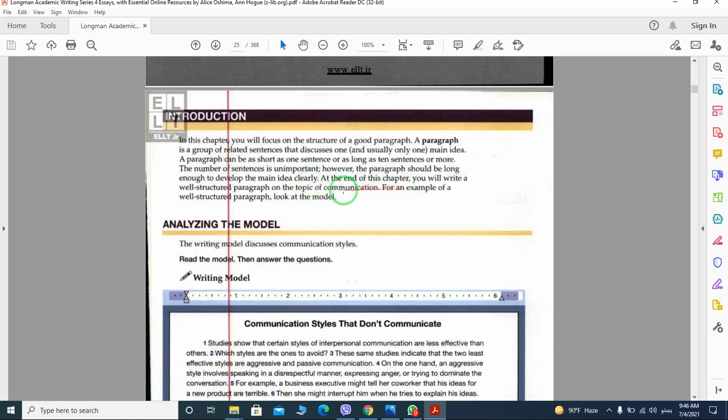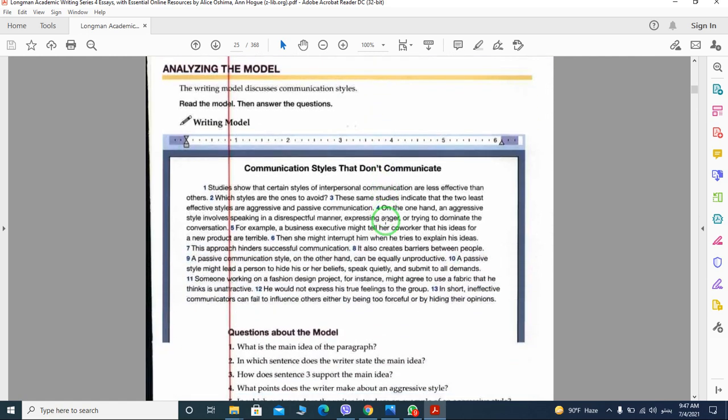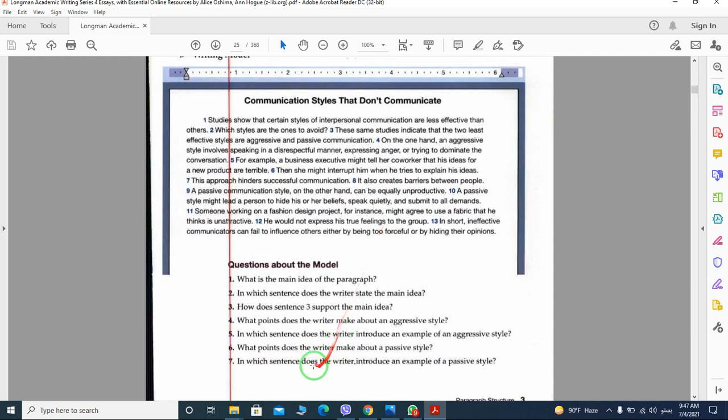At the end of the chapter, you write a well-structured paragraph on the topic of communication. This well-structured is very important. Whenever you are graded in academic writing, the grader, the teacher, the instructor will look at the structure of your paragraph and decide whether it's a good paragraph or not. For an example of a well-structured paragraph, look at the model. We have a well-structured paragraph here, and there are some questions. The communication styles that don't communicate.